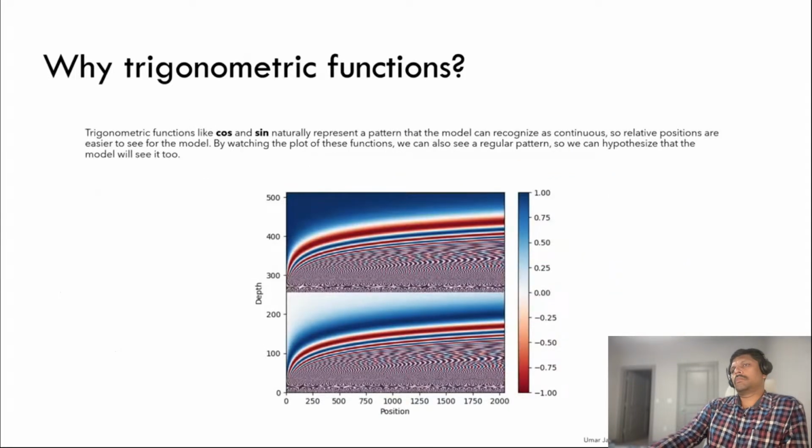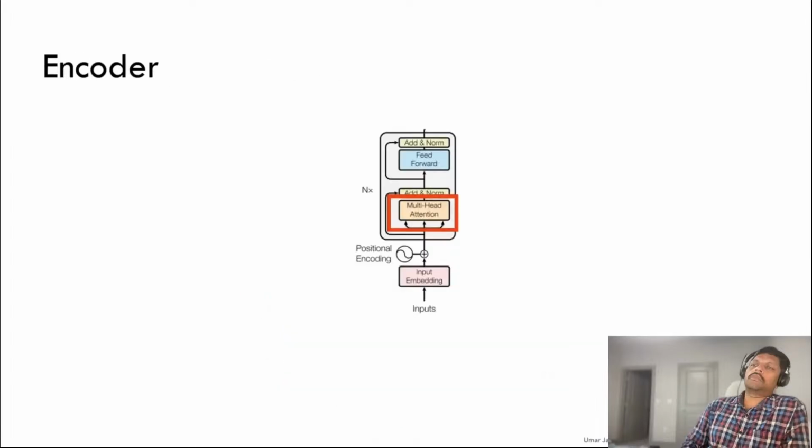So why the authors chose the cosine and the sine functions to represent positional encodings? Because let's watch the plot of these two functions. You can see the plot is by position, so the position of the word inside of the sentence, and this depth is the dimension along the vector, so the 2i that you saw before in the previous expressions. And if we plot them, we can see, as humans, a pattern here, and we hope that the model can also see this pattern. Okay, the next layer of the encoder is the multi-head attention.